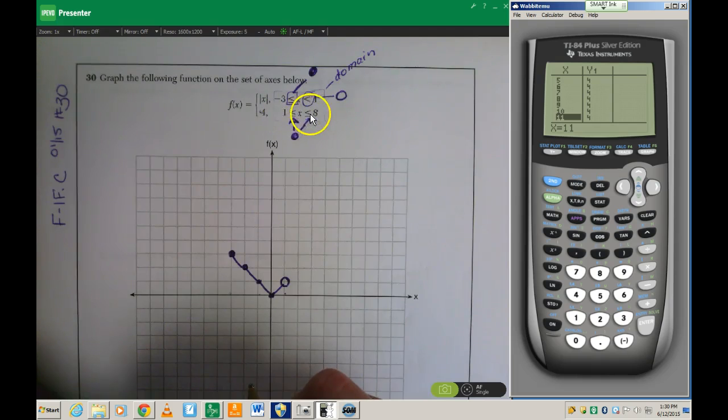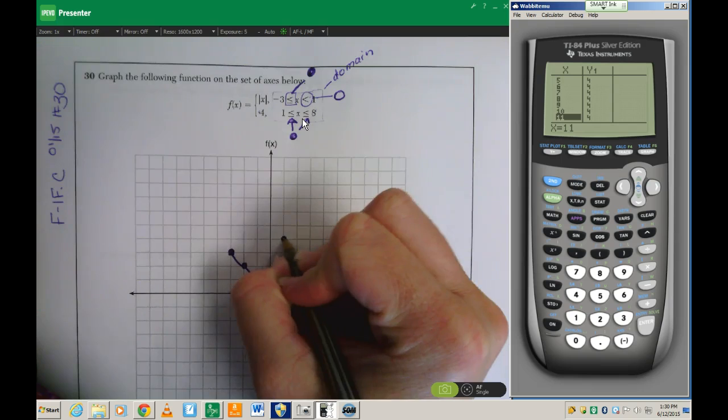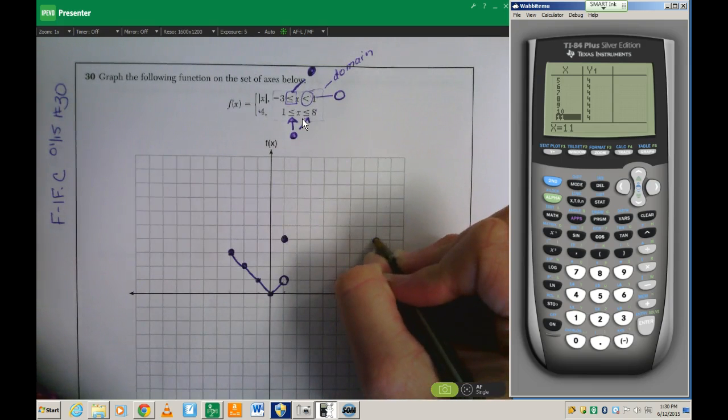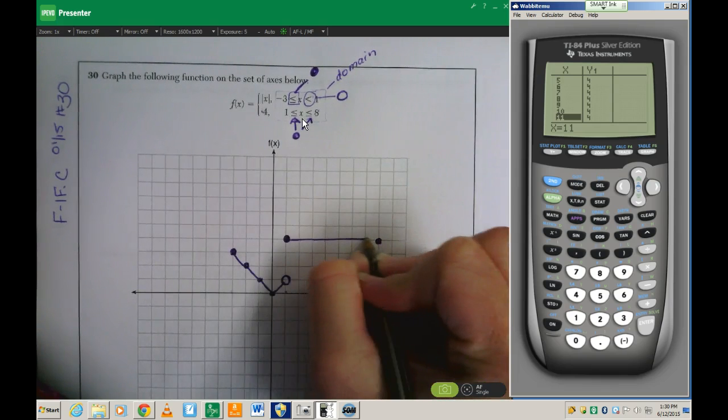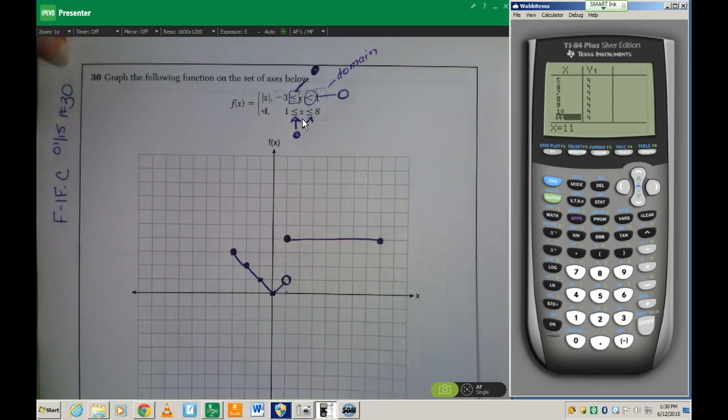So between 1 and 8, I'm going to go to 4, draw my solid circle, go to 8, draw my solid circle, connect. And that's it. That's the stepwise function. All right.